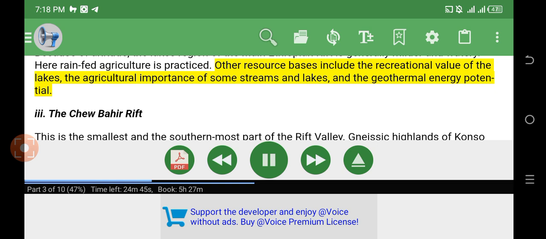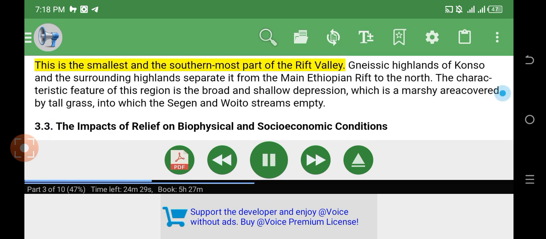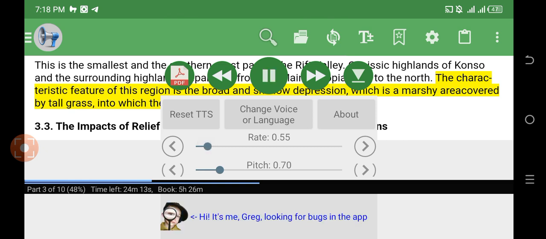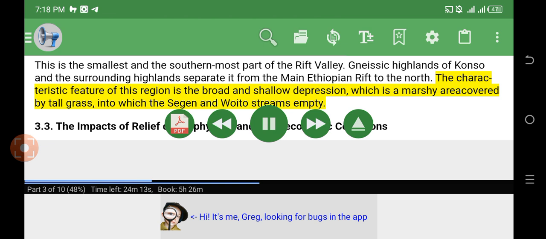The Chew Bahir Rift is the smallest and the southernmost part of the Rift Valley. The Nech Sar highlands of Konso and the surrounding highlands separate it from the Main Ethiopian Rift to the north. The characteristic feature of this region is the broad and shallow depression, which is a marshy area covered by tall grass, into which the Segen and Woito streams empty.